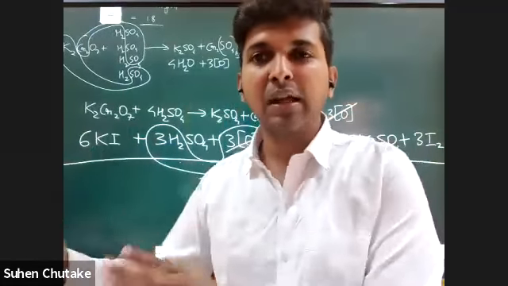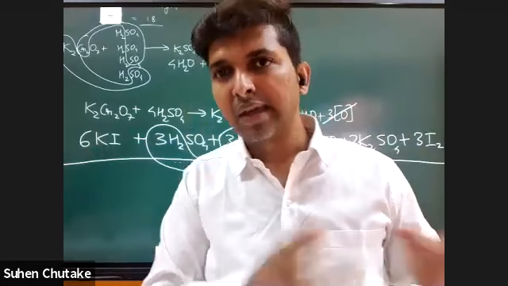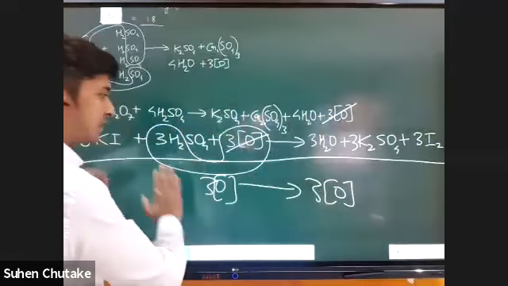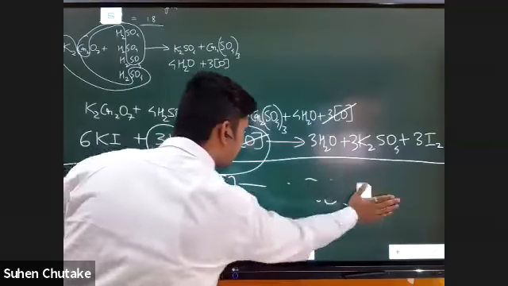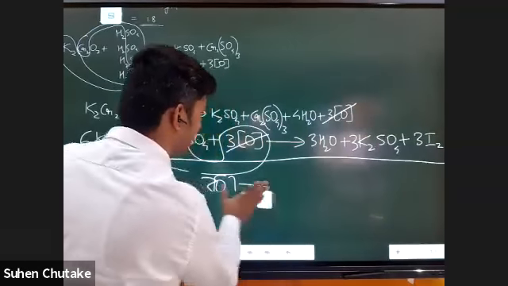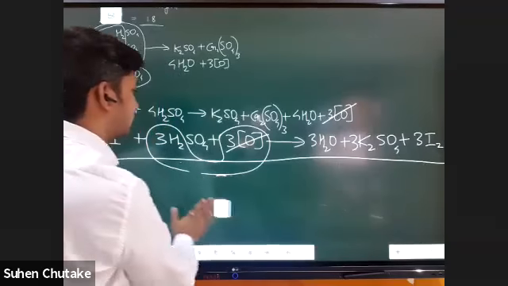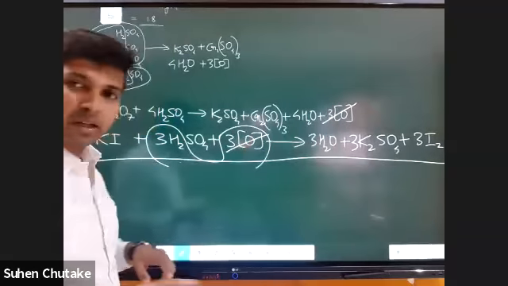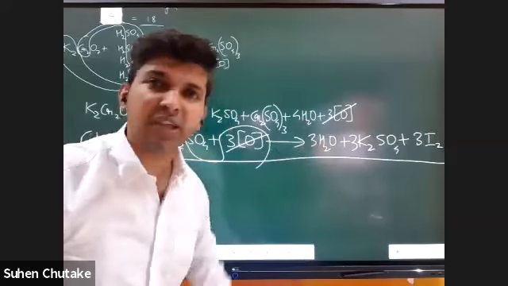Reactant अलग होना चाहिए, product अलग होना चाहिए. इसके लिए we cancel whatever is present same on the right hand side and left hand side. Understanding? So that's why we have cancelled 3 nascent oxygen, 3 nascent oxygen. Sir, cancel this H2, H2, same.